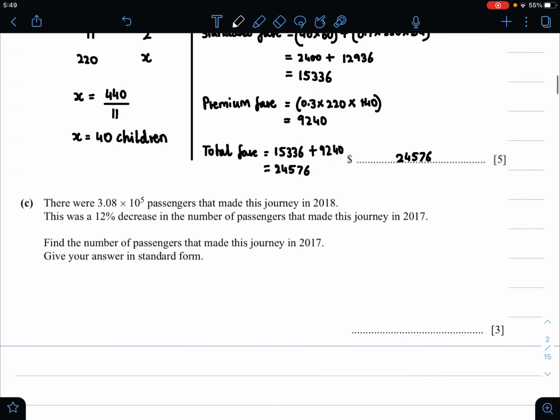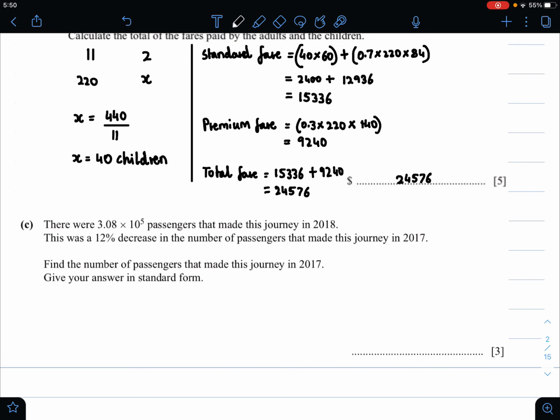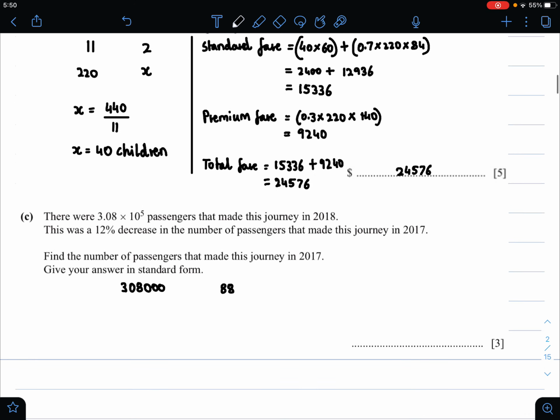So for part C, they tell us that there were 3.08 into 10 to the power 5 passengers. So if we write this in normal or in a number format, not in the standard form, we will have 308,000. So the multiplied by 10 raised to 5 means that you move the decimal 5 places to the right, because the 10 is raised to 5, so you move it 5 places to the right. Therefore, we came to this number. Now they tell us this was a 12% decrease in the number of passengers that made this journey in 2017. So we have to find the number of passengers that made the journey in 2017. So now, since this is a decrease in 12%, so this would be 88 out of 100, or the 88th percentage out of 100. So we have to find the original amount, that was the 100th percentage.